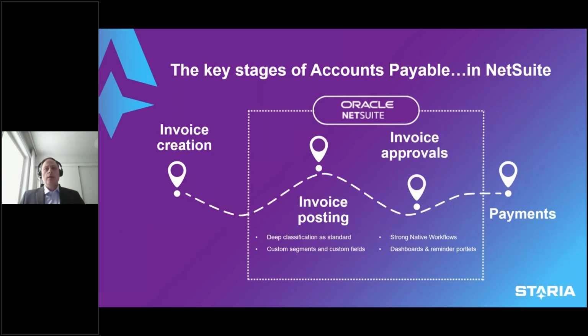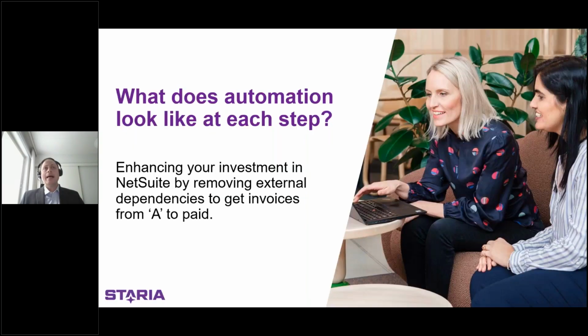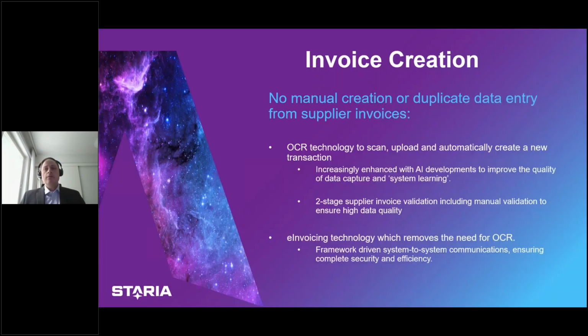But moving forward, we want to discuss with you what automation looks like at each step. We presented in the previous slide all the steps of this process, and we want to walk through those steps with you. We want to discuss how to enhance your investment in NetSuite by removing all the external dependencies to get invoices from A to be paid. What does automation look like? The first step was the invoice creation part. So what does automation look like at this step?